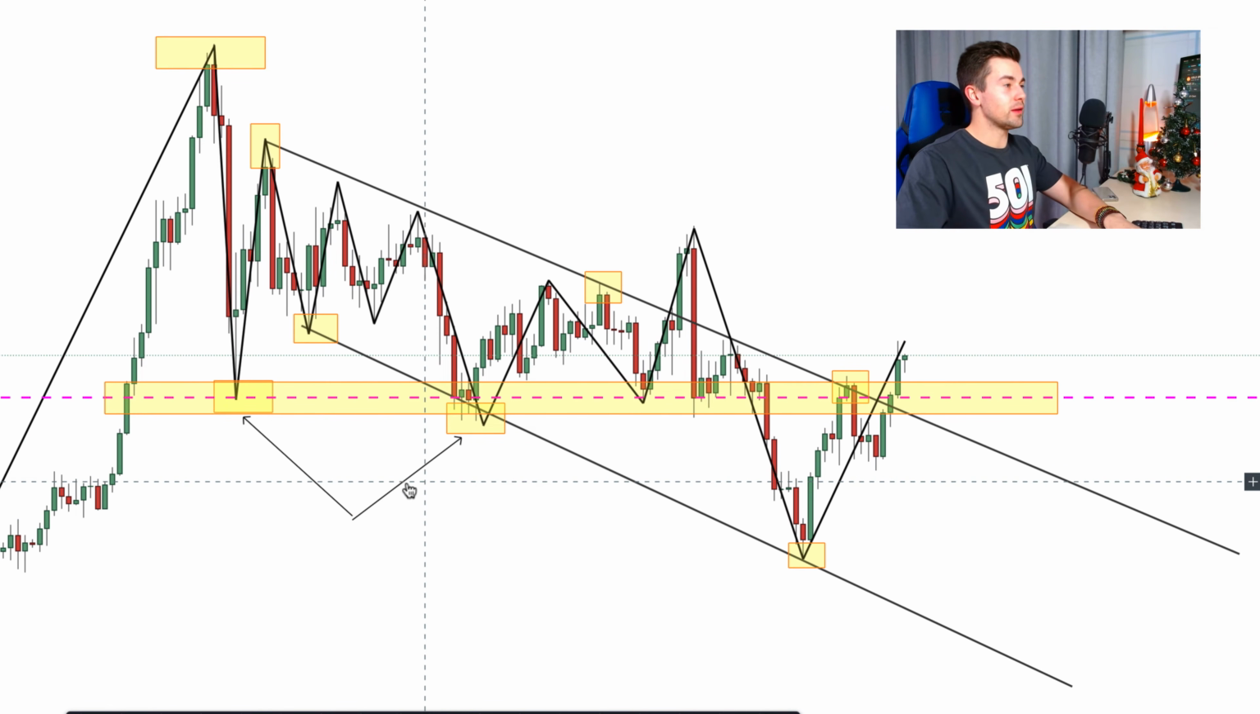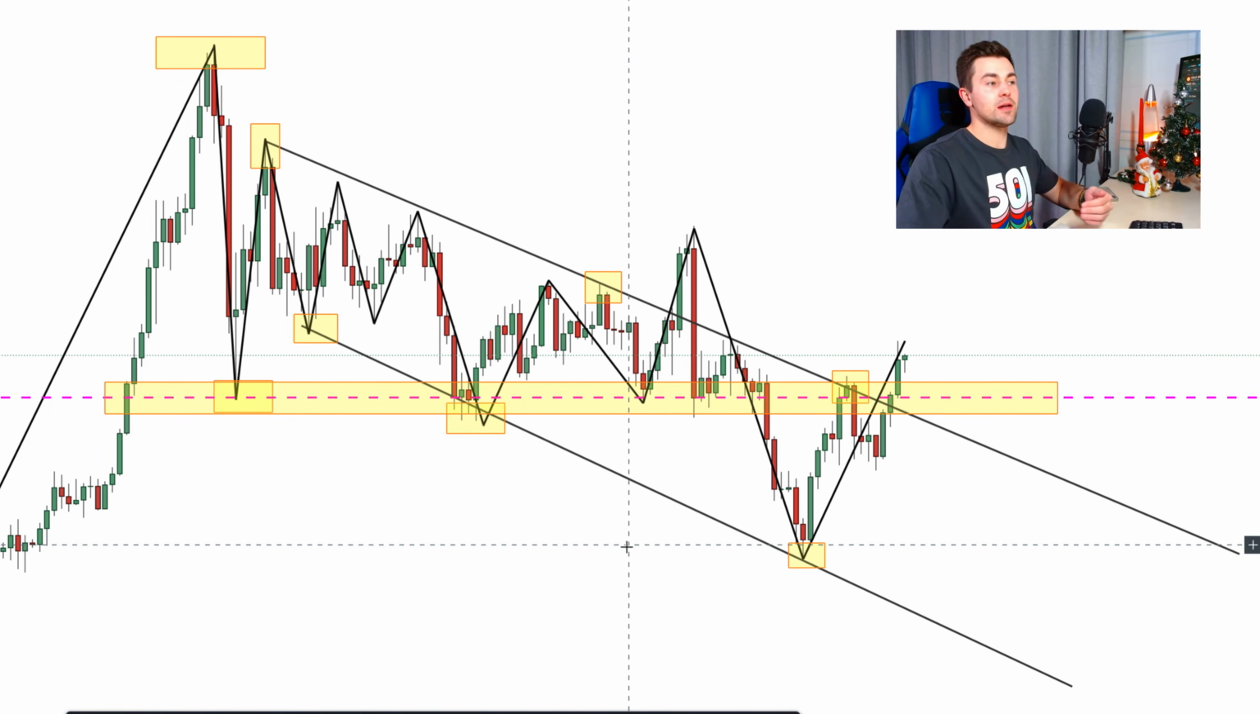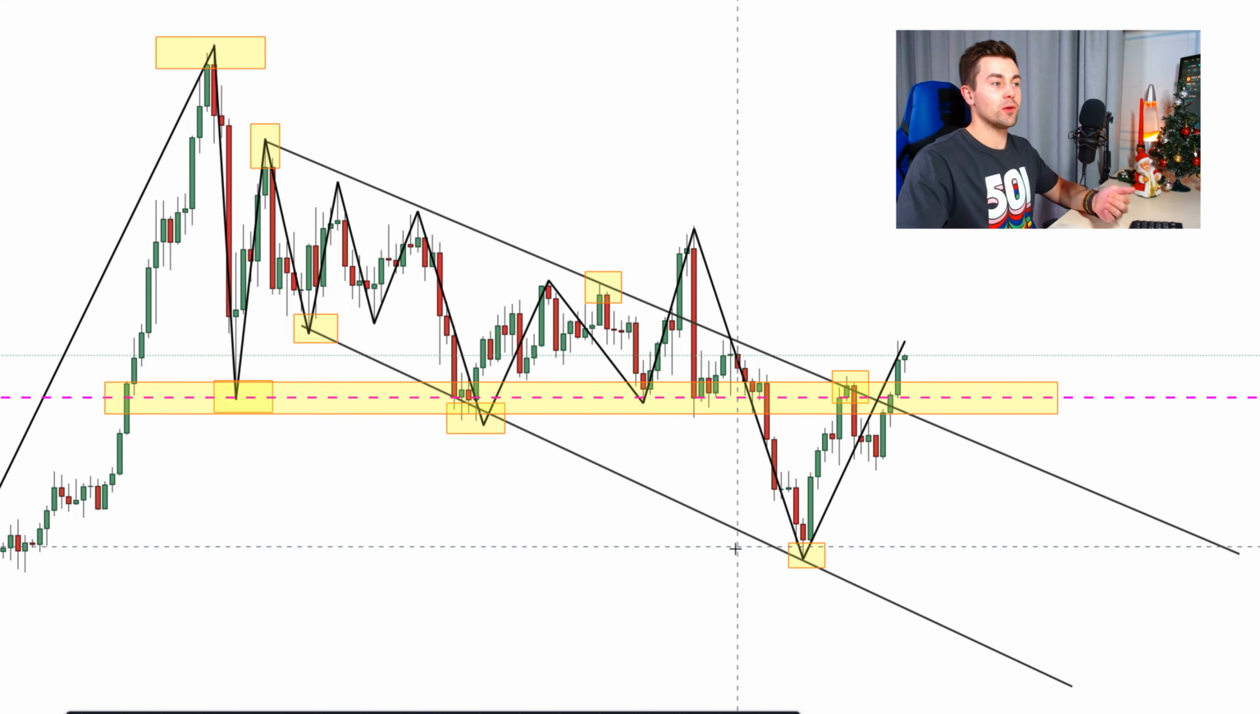The next level that I wanted to show you right here is the current structure low, the current local structure low.